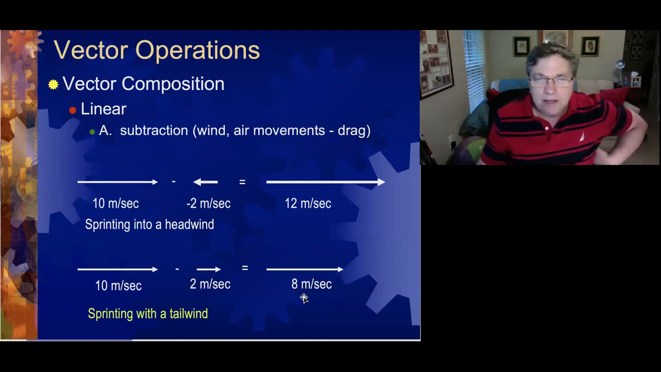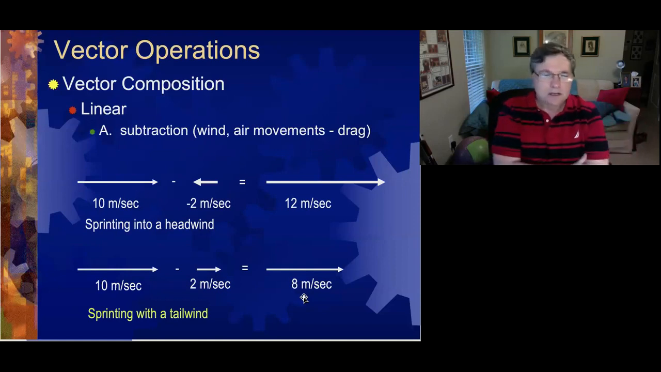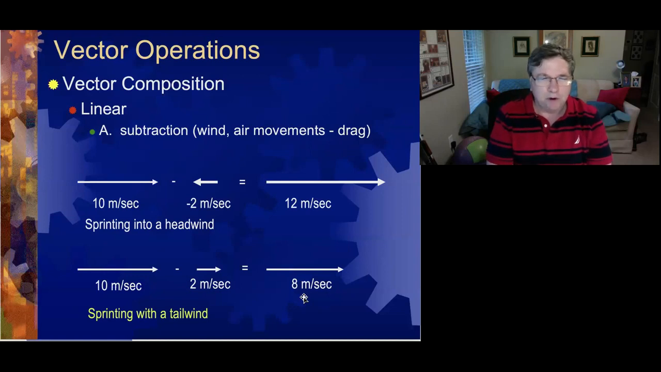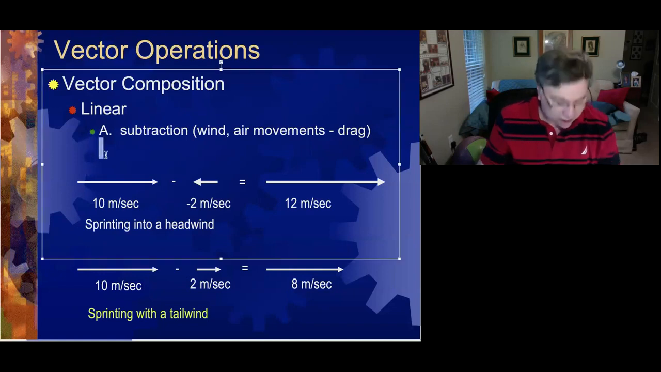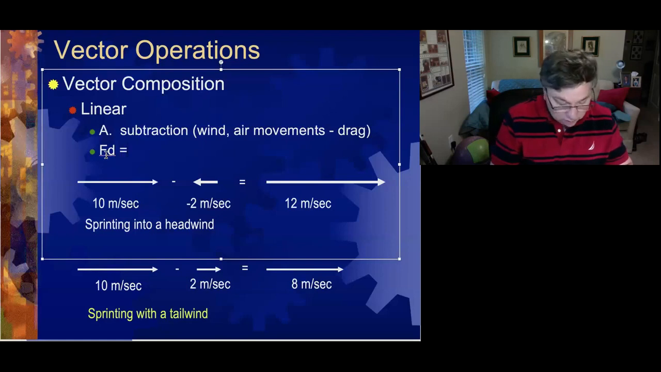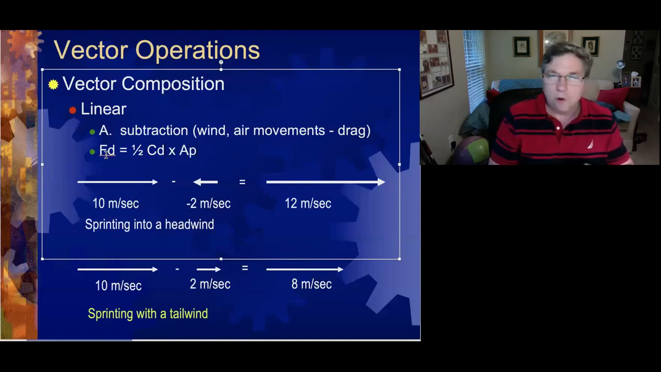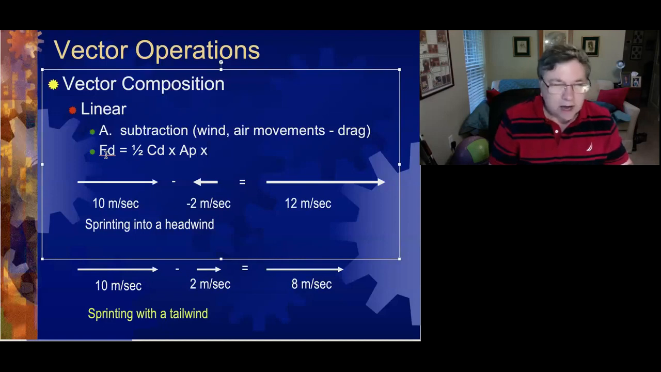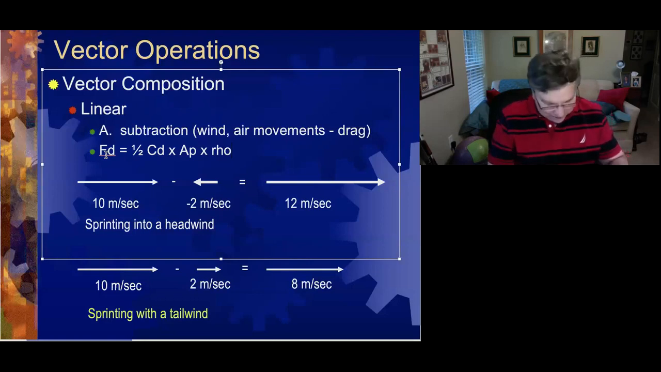If we're subtracting vectors, sometimes we want to take the difference. A good example of that would be when we're using the fluid drag equation. Fluid drag is equal to 1/2 times the coefficient of drag times the area that's exposed normal or perpendicular to the wind times rho, the density, and then the square of the relative velocity.